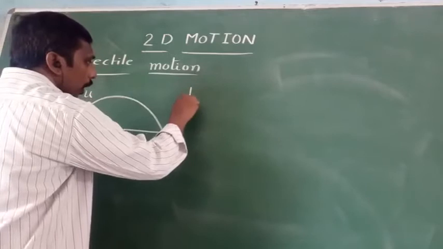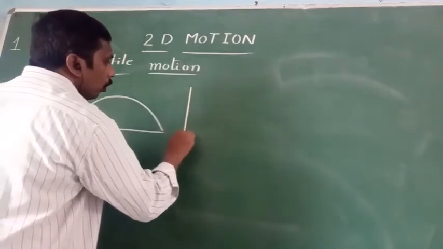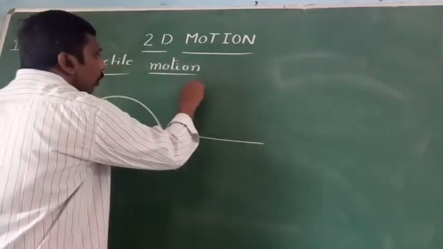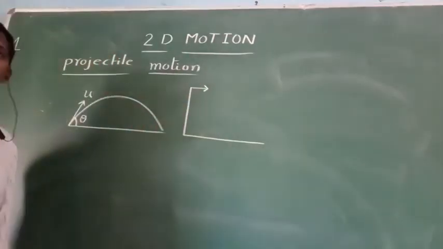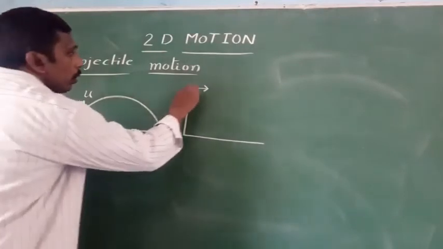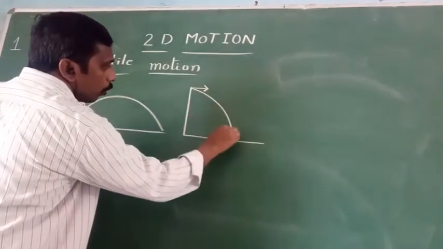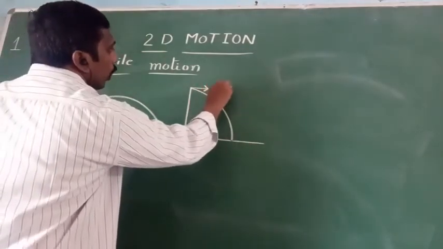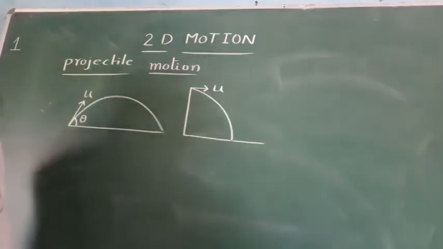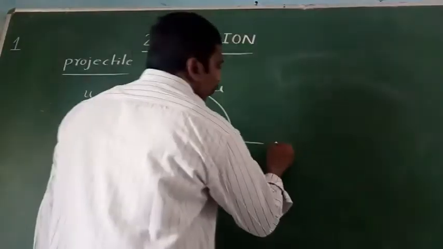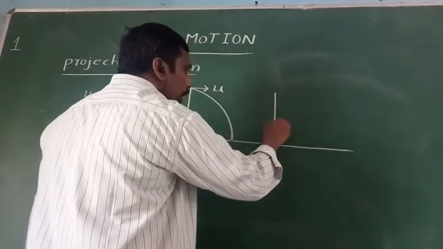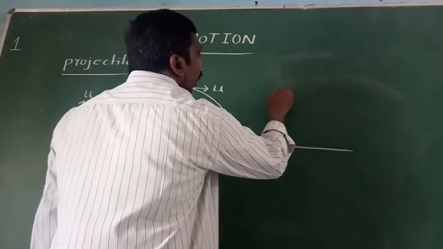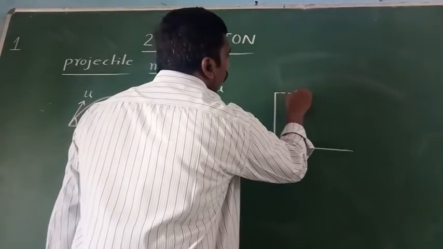horizontal projection from the top of a tower. You see, this is the tower. From the tower, you project a body along the horizontal direction. Then the body travels like this. This is said to be horizontal projection from the top of a tower. Next, from the same tower, we project in the upward direction, making an angle theta with horizontal.